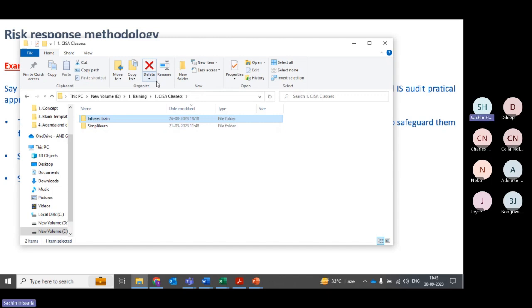Okay, fine. We have discussed what a risk is. We have discussed audit risk. We have discussed risk response methodologies as well. So we have discussed a lot of theory. Now let's come back to our practical approach. We'll start with the governance aspect of it first. So let's go.